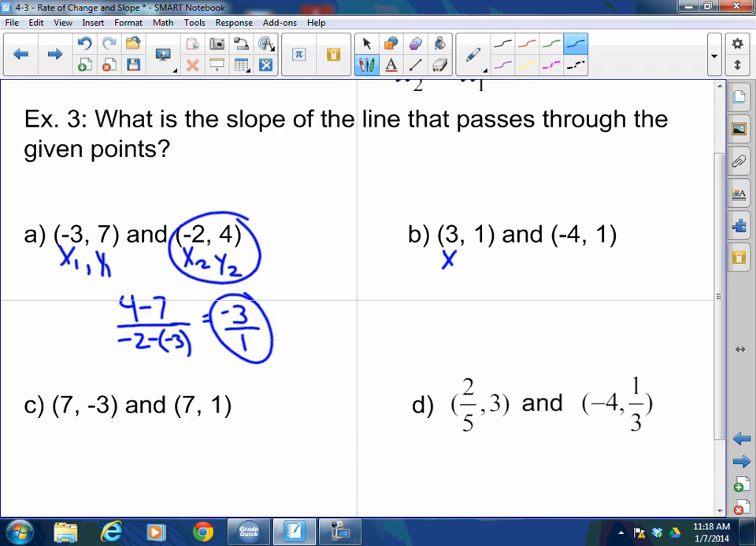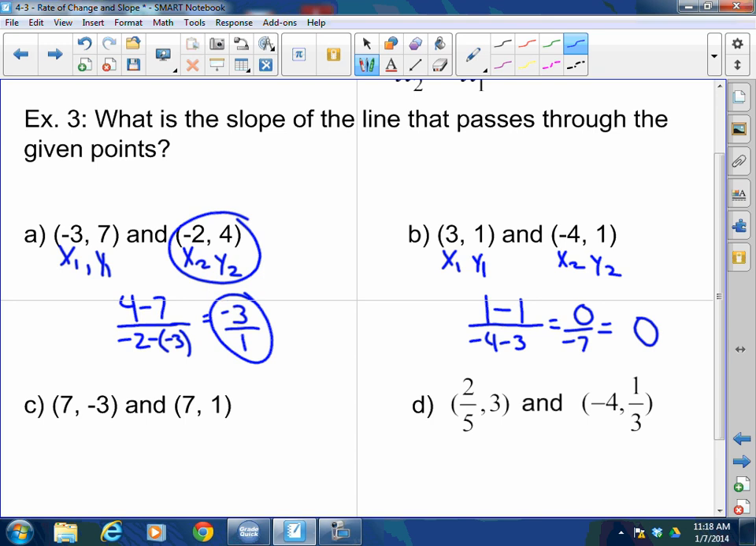Let's label x1, y1, x2, y2. y2 minus y1 over x2 minus x1. That's 0 over negative 7. What's 0 over negative 7? 0. Undefined is when 0 is in the denominator. Thank you. No need to apologize. That's why we're learning.